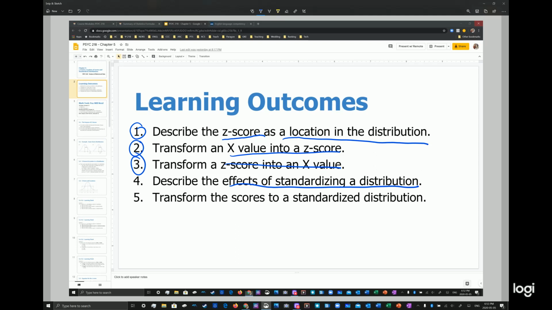And so if a score happens to have the value of the mean, the x value is the mean, then it's no distance away from the mean, and the z-score would be 0. And then, again, remember, any score away from the mean would have a positive or negative value.